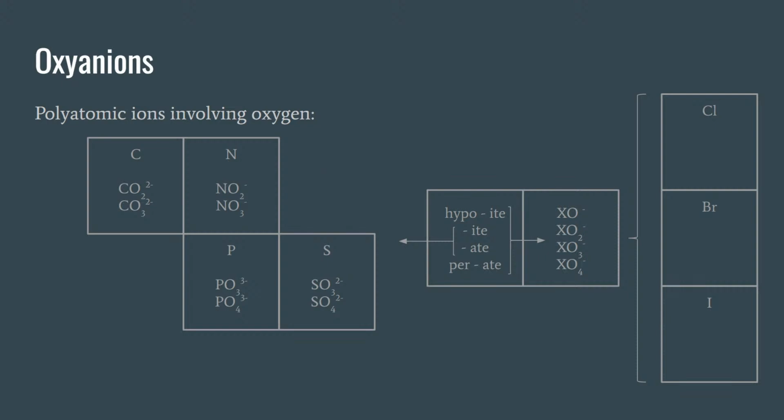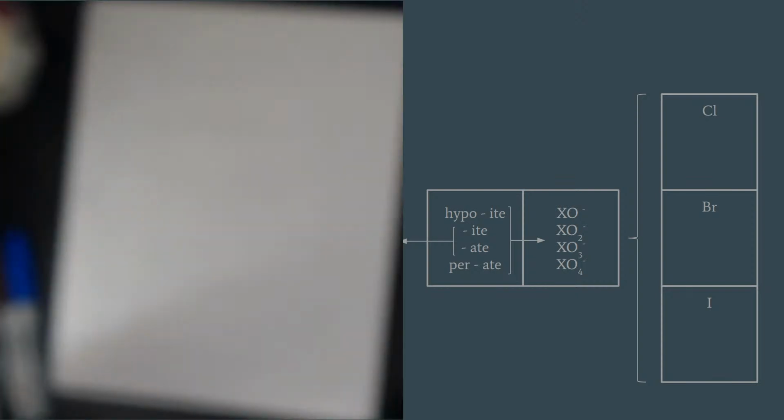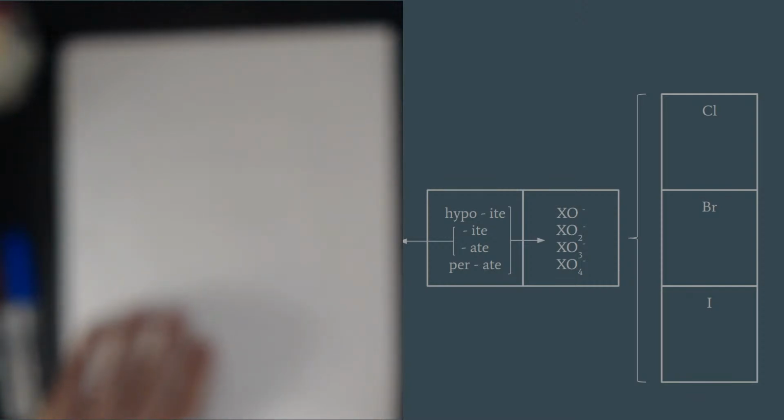In the end, there's only 8 ions here, so maybe it'll just be a matter of memorizing them. Now, this is where the ITE and ATE comes into it. Let's bring back up this guy, Fuzzy McGee. All right. So we have 2 ions for each of those elements.